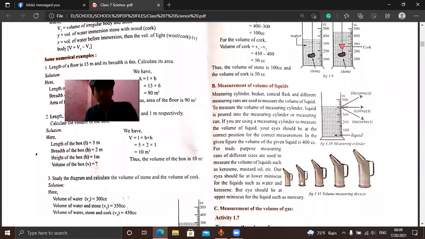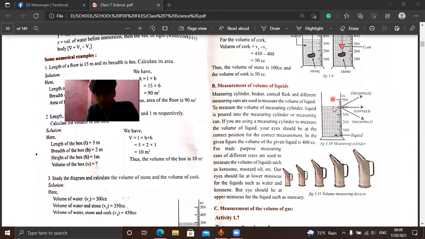Right? But it doesn't happen with everything. Okay, this was fine. Look at the upper surface of the water at this place. Annotation, let me bring it. Let me use spotlight. So if you look at this upper surface, okay, it's very straight, right? But it doesn't happen with everything. And the major fact here, it has written about mercury. Look at here: the eye should be at the upper meniscus for liquids such as mercury.